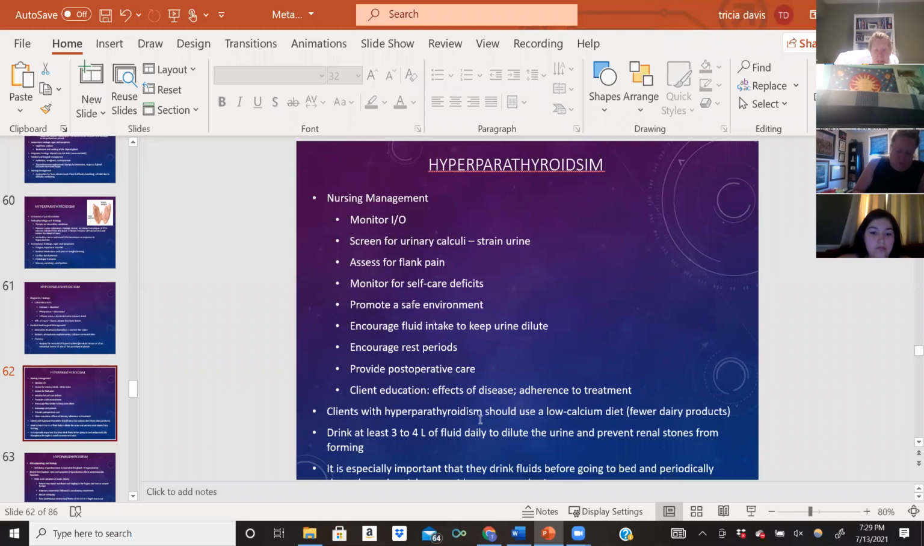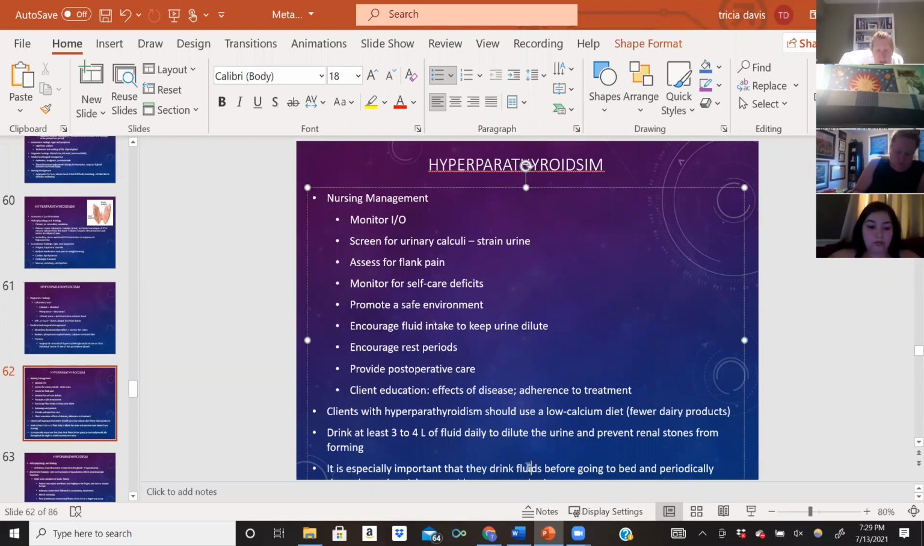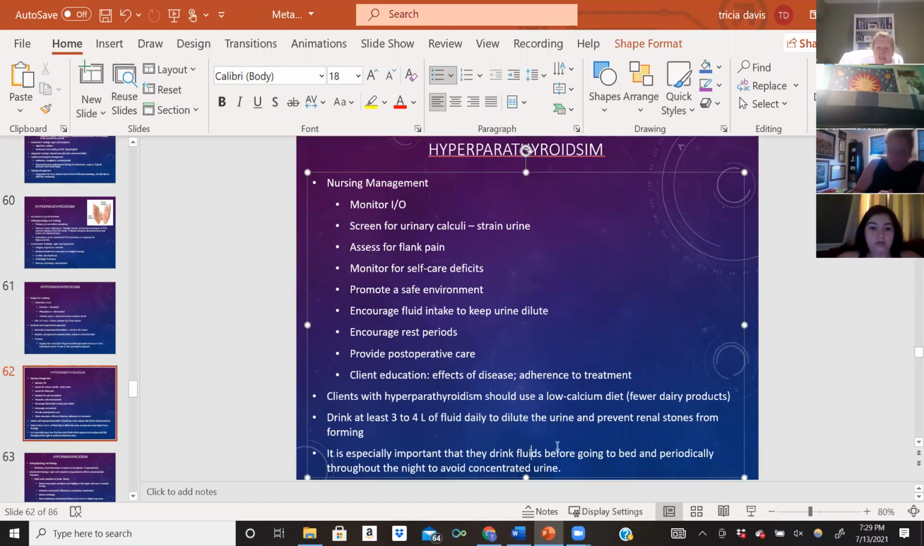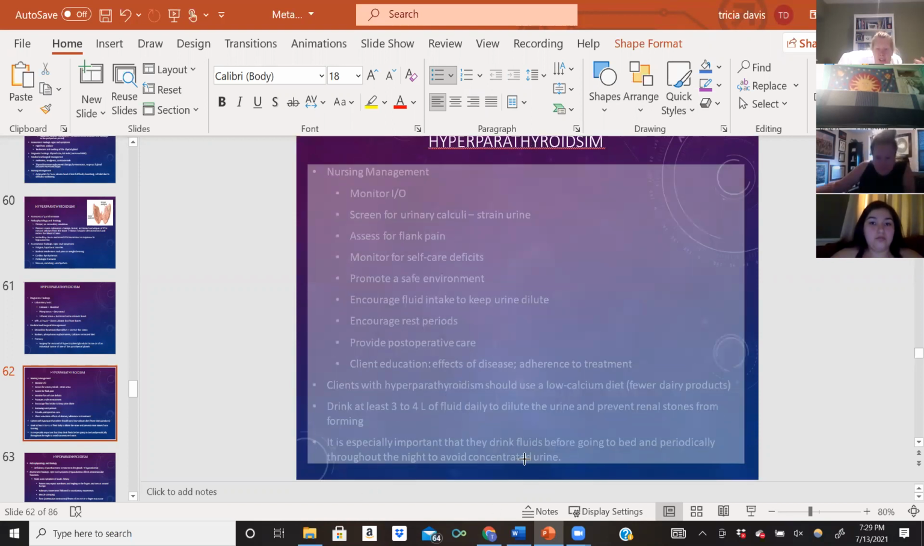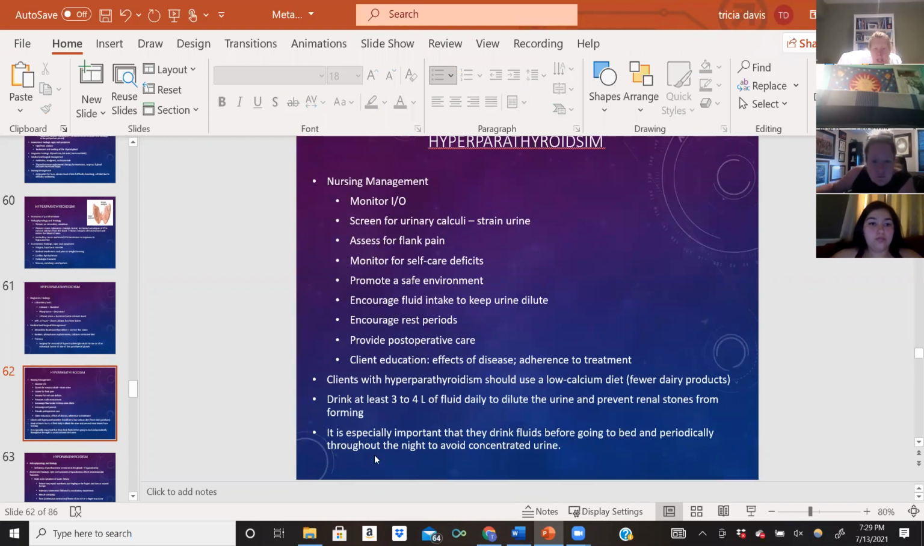Clients with hyperparathyroidism should be on a low calcium diet. We know calcium is mostly found in our dairy products, so we don't want them eating a lot of dairy products. They should drink at least 3 to 4 liters of fluid daily to help dilute that urine and prevent renal stones from forming. It is especially important that they drink fluids before they go to bed and periodically through the night, because we don't want them to have concentrated urine, because when they have concentrated urine, they're at a higher risk for developing renal stones.